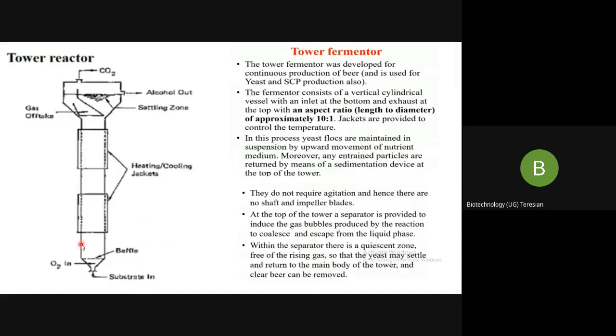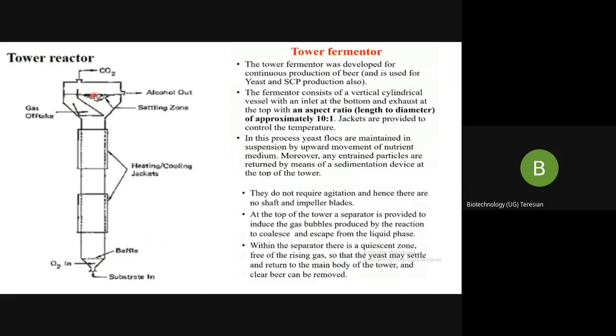So tower fermenters are mainly used for continuous fermentation. They were developed because there was a drawback in batch fermenters. To overcome that, the tower reactors were designed. It is mainly used in the brewing industry for production of beer. If I want the production of beer, I require a substrate, which may be your malt. I want an organism, and that organism can be a yeast. So a typical tower fermenter consists of a yeast gradient and a gradient of wort.